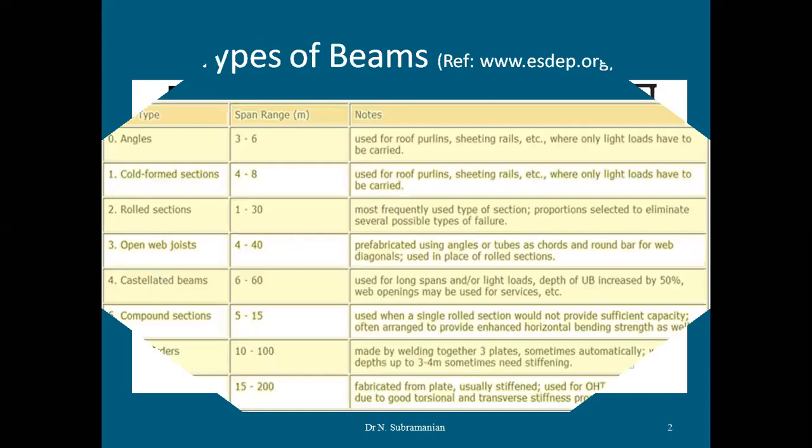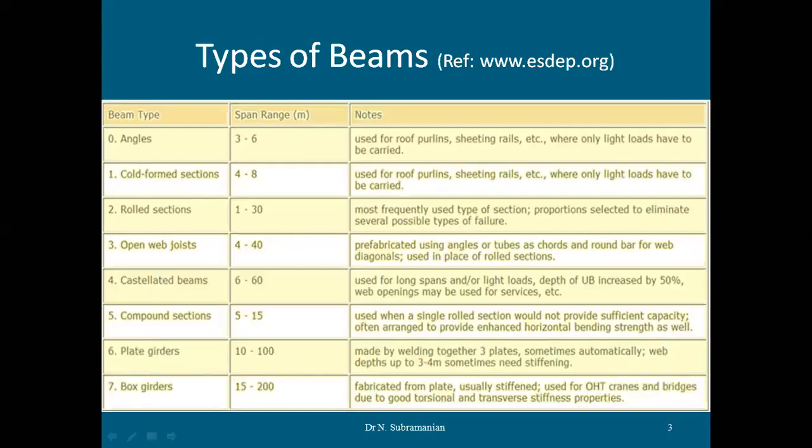So let me show you the types of beams, where they can be used, and in which applications they can be used. These are all the different types of beam sections available, and where they can be used for different span ranges and applications. So this is very, very important. As a structural steel designer, you should be in a position to make use of the section for the different spans and for the different applications.